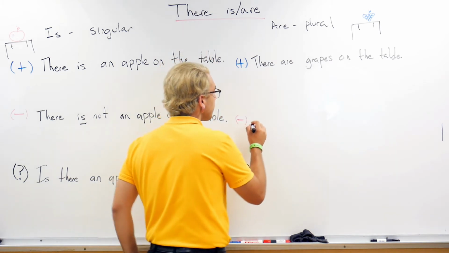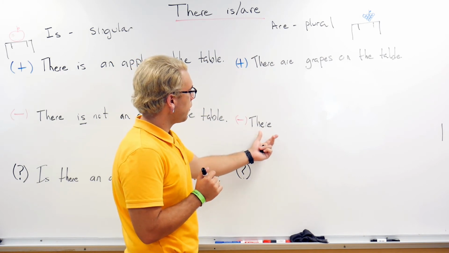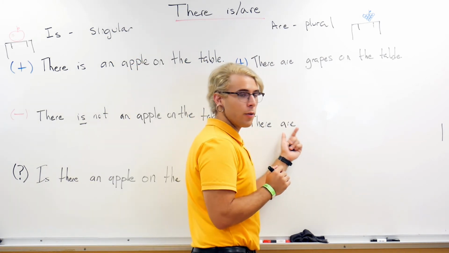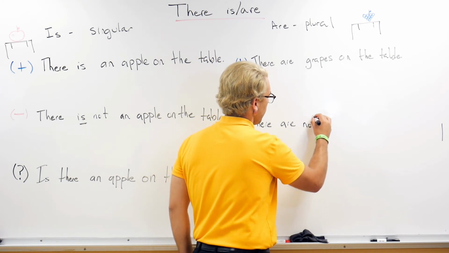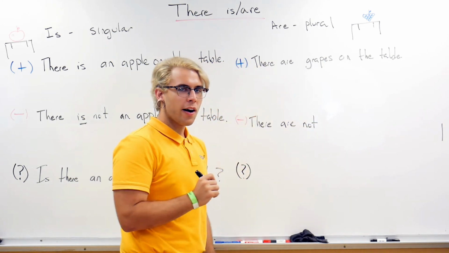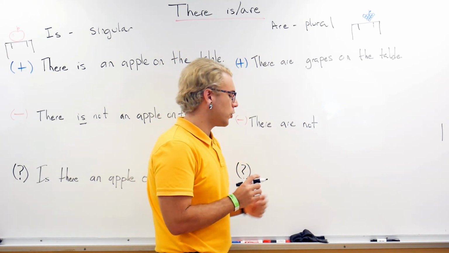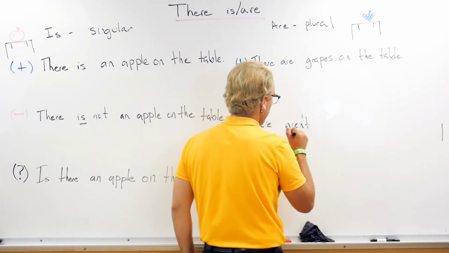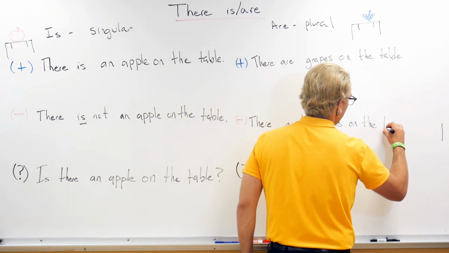Now for the negative, we start off with there at the beginning. Then we do there are, and after the are, we put what? Right, here's where we have the negation. There are not, but it's more common to say there aren't, to use the contraction. So we'll go ahead and do that. There aren't grapes on the table.